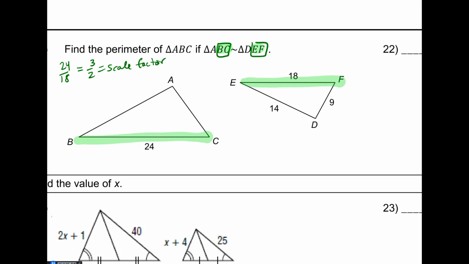So, okay, we want the perimeter of this first triangle. We know the scale factor, and we also know the perimeter is also going to have the same scale factor. So if I find the perimeter of this first triangle, the perimeter is going to be 14 plus 9 plus 18. So that's going to be 10, 20, 37, 41. Yeah, 41.